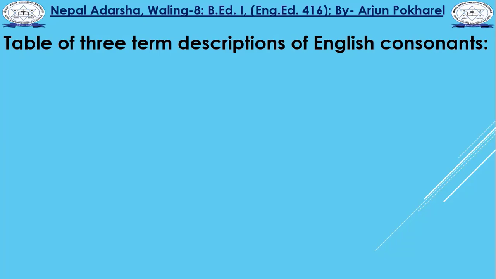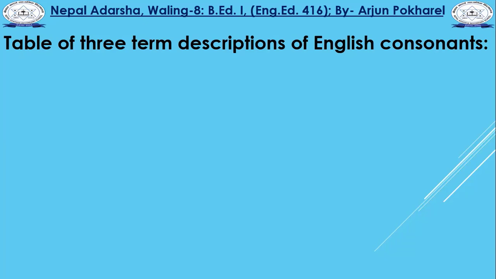When you learn from the table, it becomes easier for you to remember the three-term descriptions, because in the examination this question is a long question. It is very important from the long question perspective. That's why you have to see the table. You can make the table and paste it on the wall, and you can remember all the consonant sounds of English with their three-term descriptions.